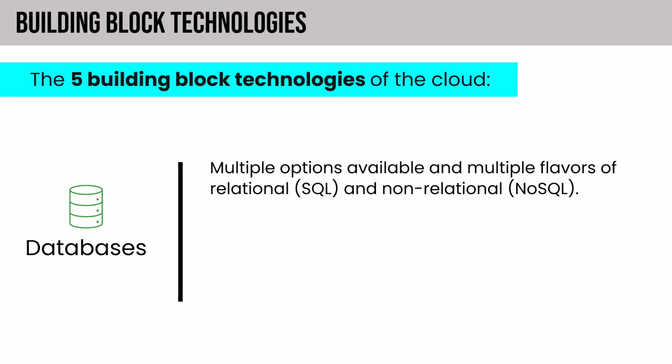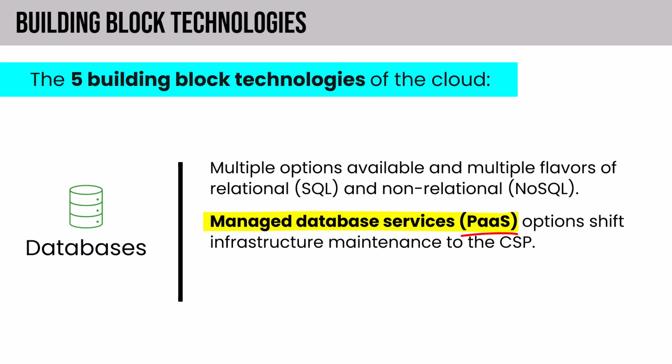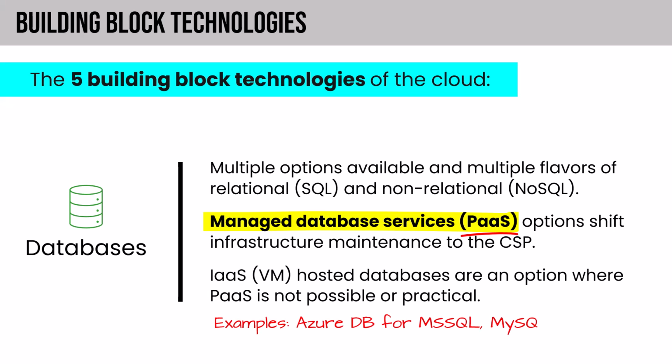So multiple options are available. You have multiple flavors of relational and non-relational that we touched on a moment ago, but there are managed database services, so PaaS options that shift infrastructure maintenance to the cloud service provider. There are also IaaS hosted databases that are an option where PaaS is not possible or practical.